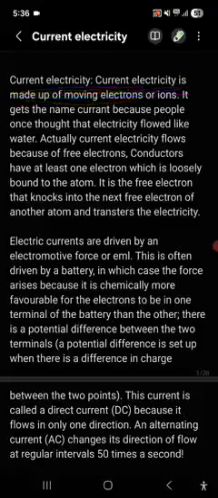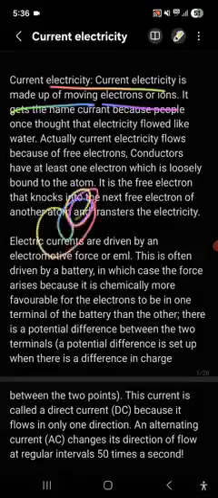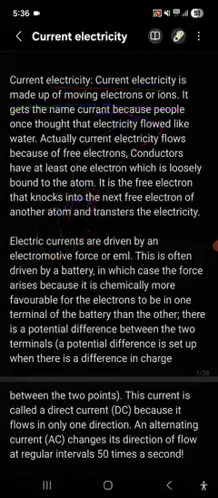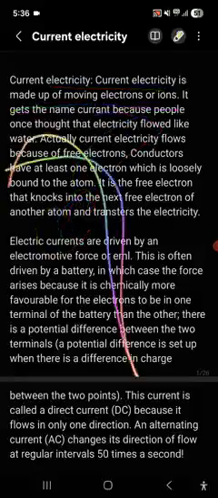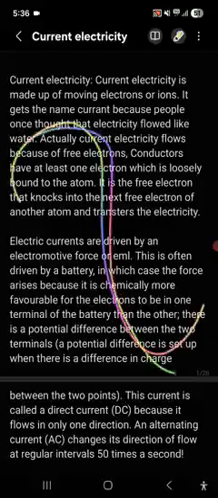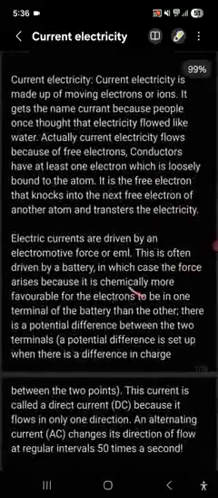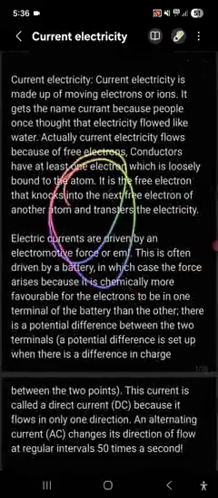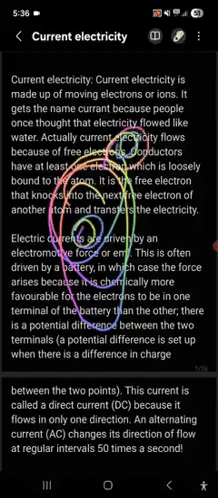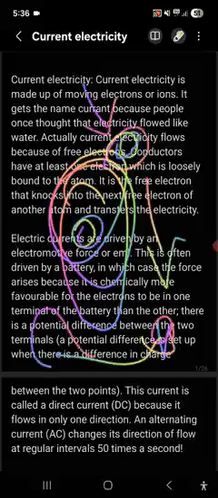Electricity is made up of moving electrons. It gets its name because it flows like a current. I showed you that. They thought it flowed like that, but it doesn't. Conductors have at least one loose electron, so it gets knocked over and goes in a chain reaction and becomes electricity.